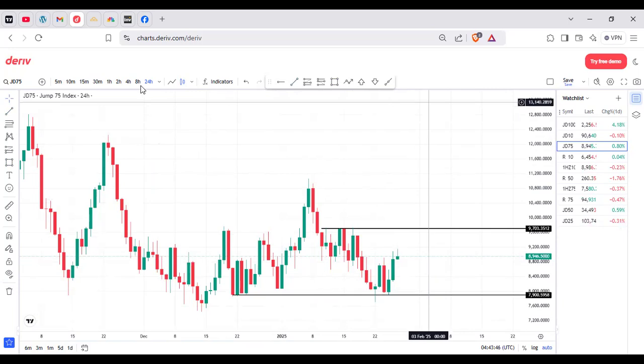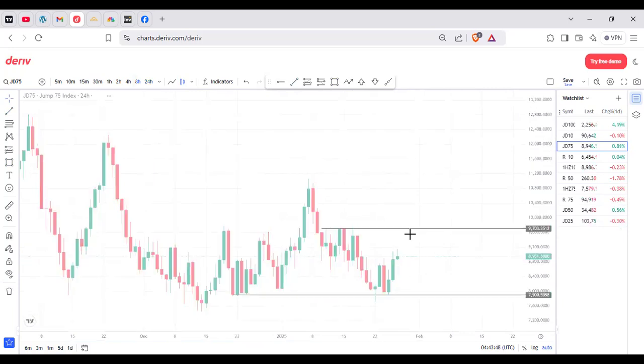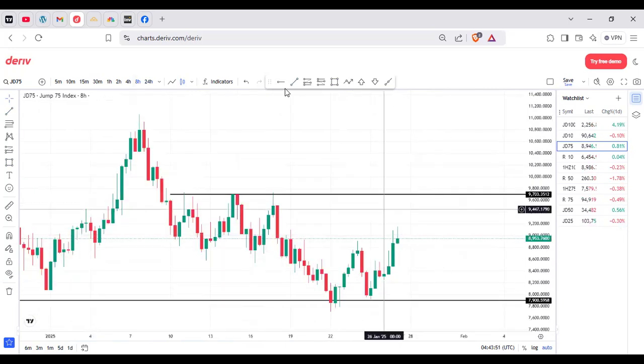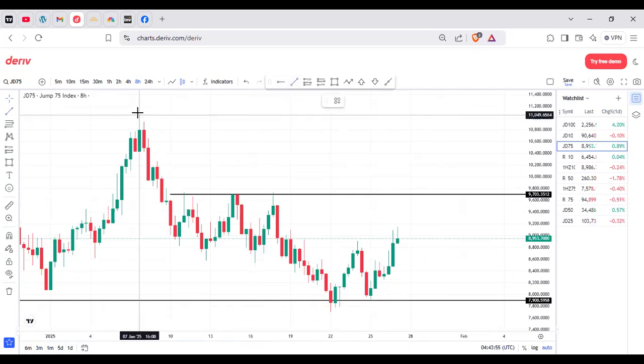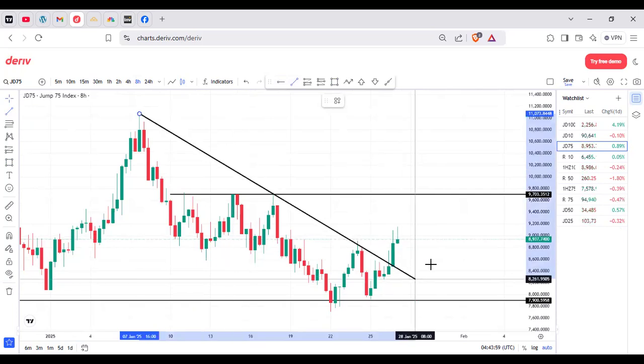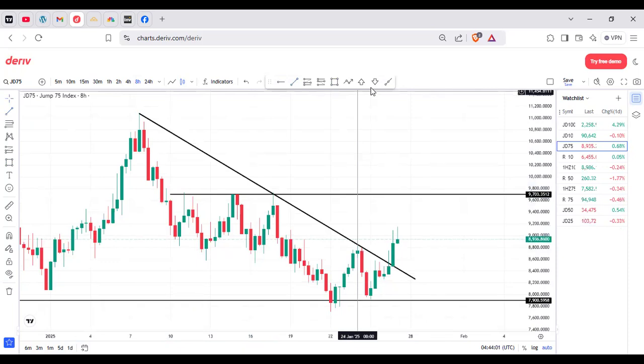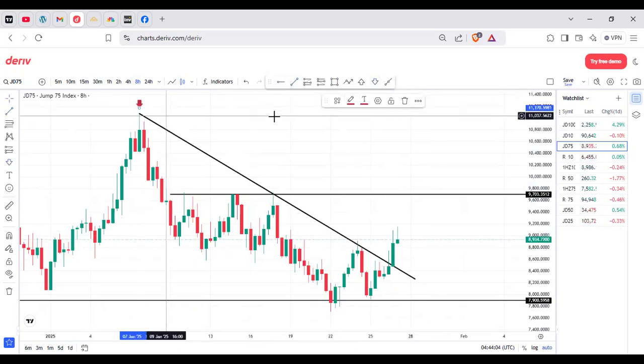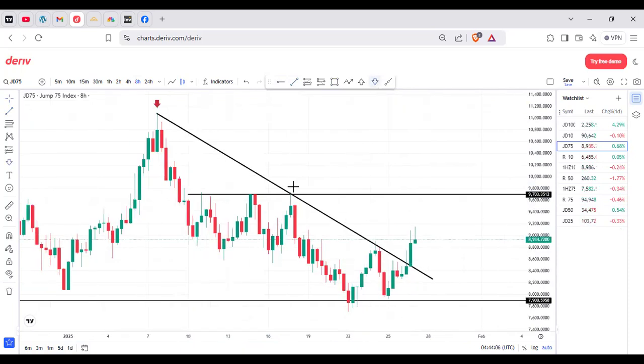And then I go to 8-hour time frame. On 8-hour time frame, what is it I see here? Another trend line starting there, going down like this. Can you see that? So we have the trend line, 1, 2, that touch, it went down.